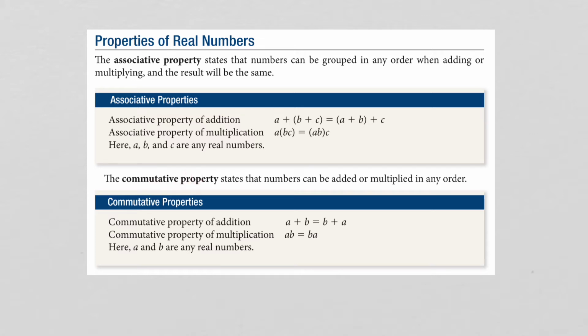The commutative property basically just says that it doesn't matter the order in which you add or multiply 2 numbers. So if I just have 2 numbers, A and B, it doesn't matter if I say A plus B or if I say B plus A. And the same thing for multiplication. A times B is the same as B times A.